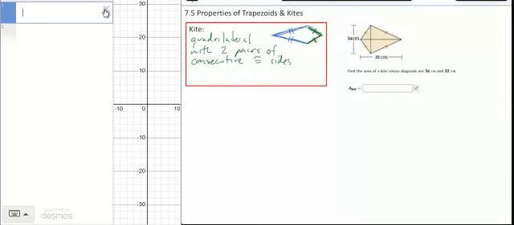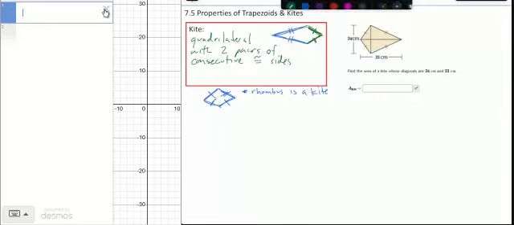Okay, now let's take a look at several instances. What do we call this quadrilateral? 4 congruent sides is a rhombus, right? Does a rhombus have 2 pair of consecutive congruent sides? Here's 1 pair. Here's a second pair. So yes, a rhombus is a kite, because every property of a kite will work for a rhombus. We are defining that. A rhombus will be a kite.